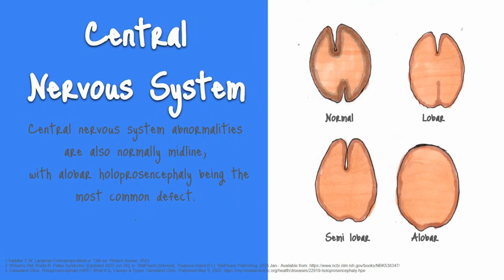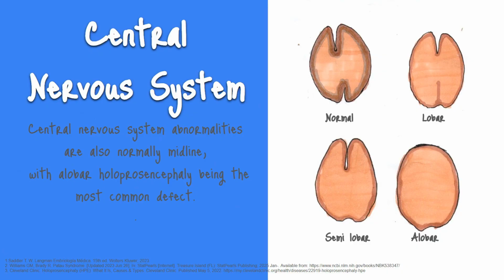Lobar is when there are two ventricles, right and left, but the cerebral hemispheres are fused in the frontal cortex in this part. This is the least severe form of holoprosencephaly. Semilobar happens when the left side of the brain is fused to the right side in the areas of the brain known as the frontal and parietal lobes.